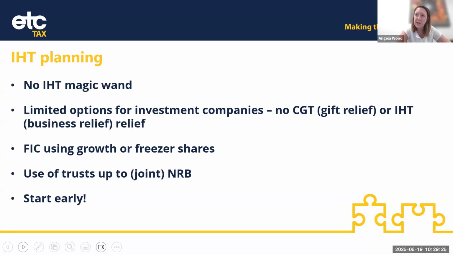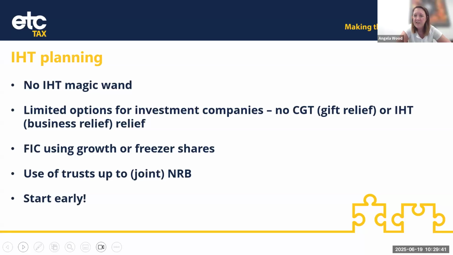So sometimes there is a balance between creating a lifetime charge versus the charge that might arise on death at 40%, and that does need to be weighed up. But let's just assume for now that a lifetime charge of 20% is not palatable, which it isn't for a lot of people based on the value going into the trust.